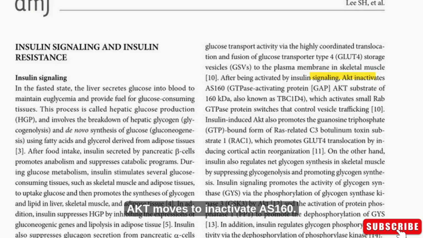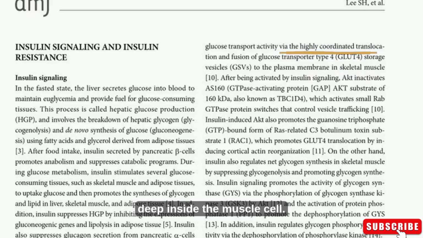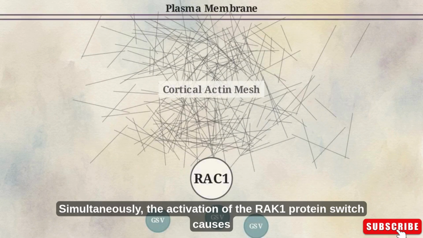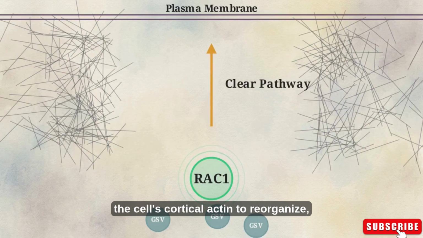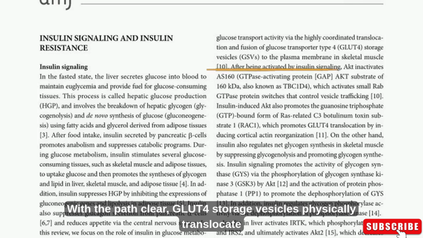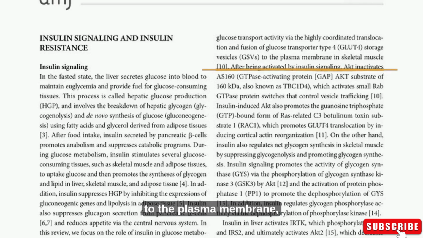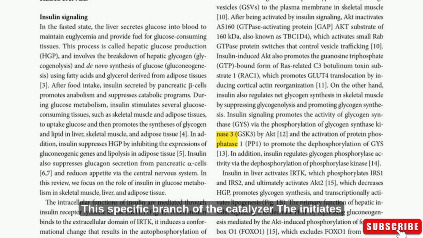AKT moves to inactivate AS160. This is the protein responsible for keeping glucose transporters sequestered deep inside the muscle cell. Simultaneously, the activation of the RAC1 protein switch causes the cell's cortical actin to reorganize, clearing the physical path for the transporters. With the path clear, GLUT4 storage vesicles physically translocate to the plasma membrane, fusing with it to pull glucose out of the blood. AKT also phosphorylates GSK-3. This specific branch of the cascade initiates the net synthesis of glycogen, storing the newly acquired glucose as muscle fuel.